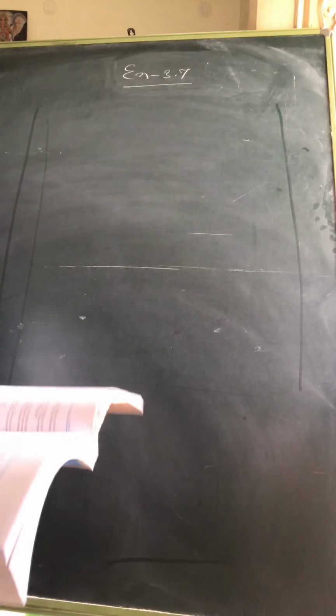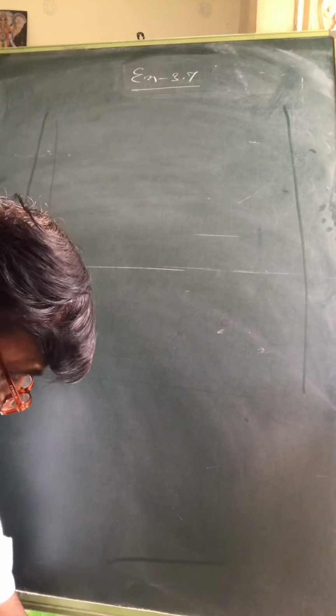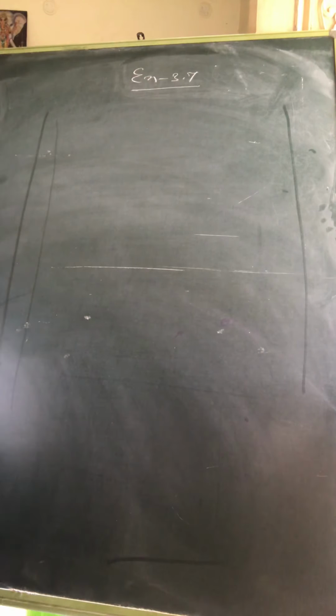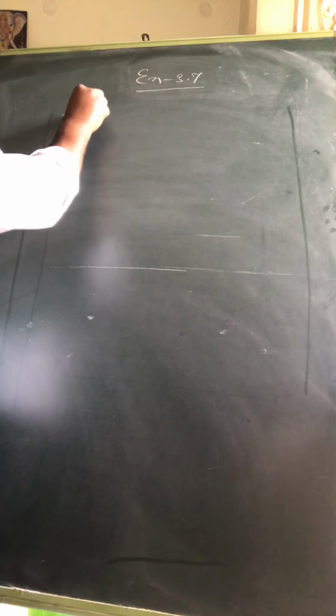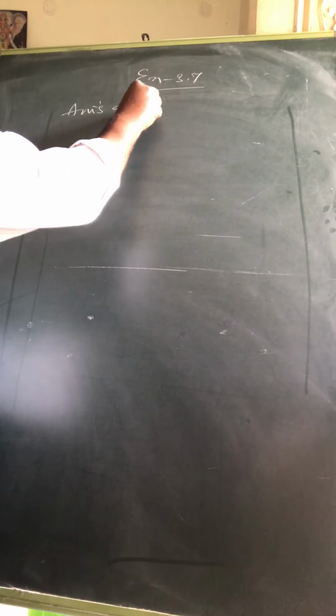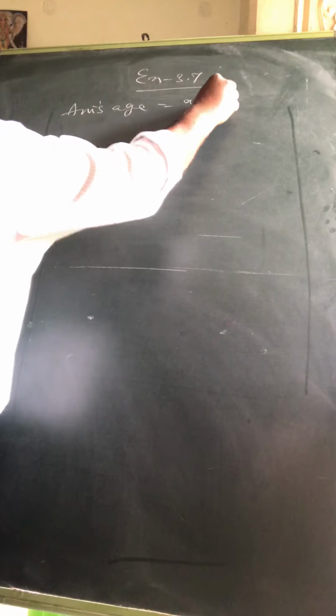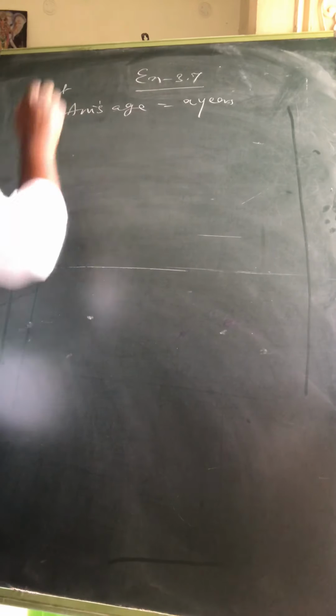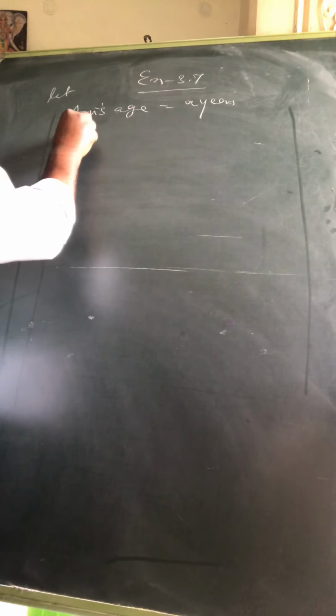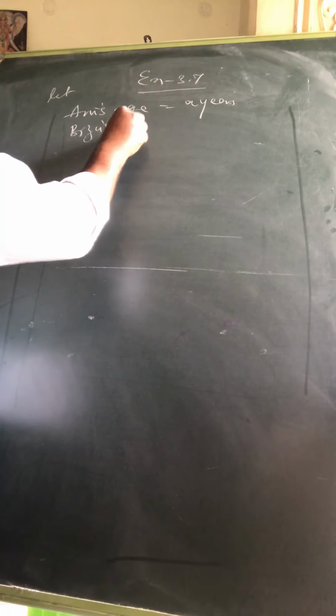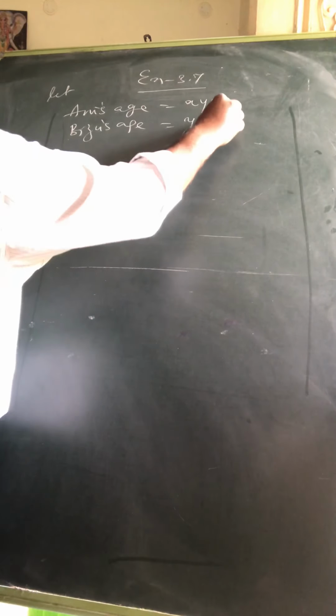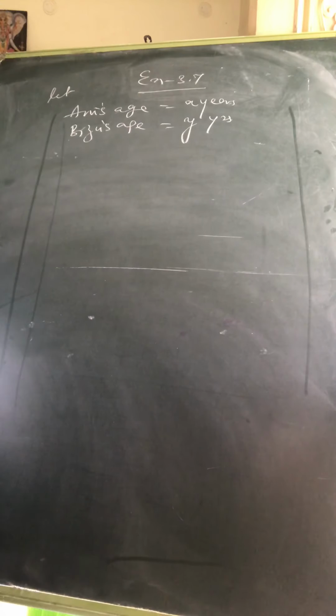Okay? So here, two friends are there. In these two friends, Annie and Baiju, the difference of their ages is 3. So what we have to do is, Annie's age is equal to x years. Baiju's age is equal to y years. Difference of their ages is 3 years.